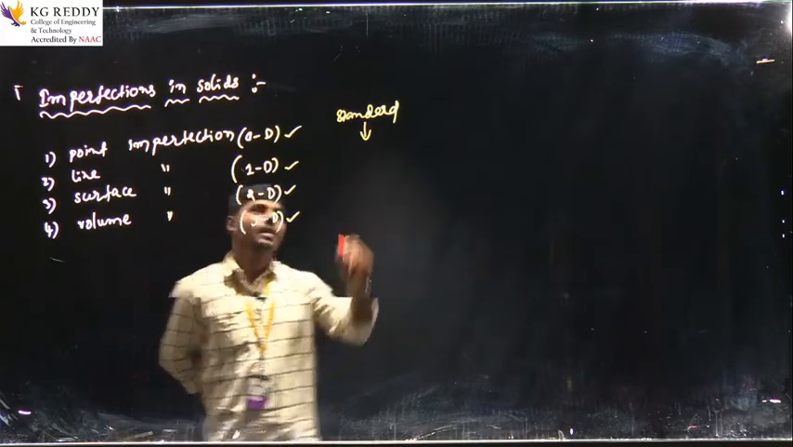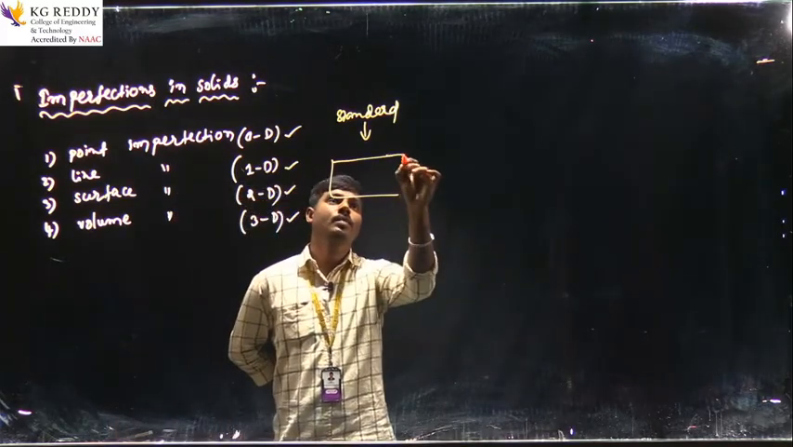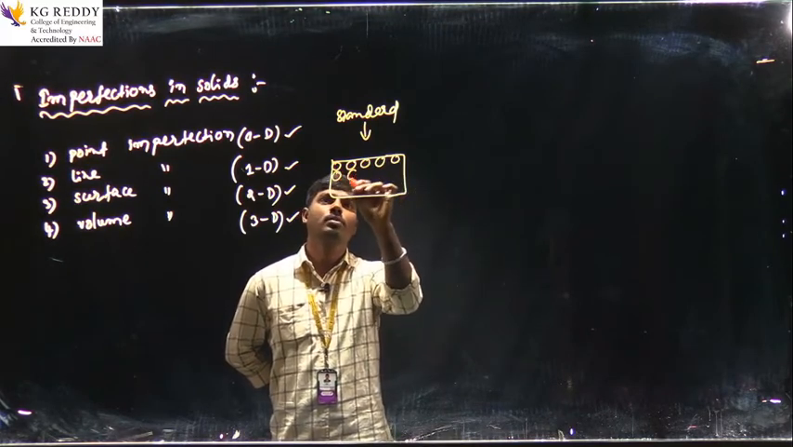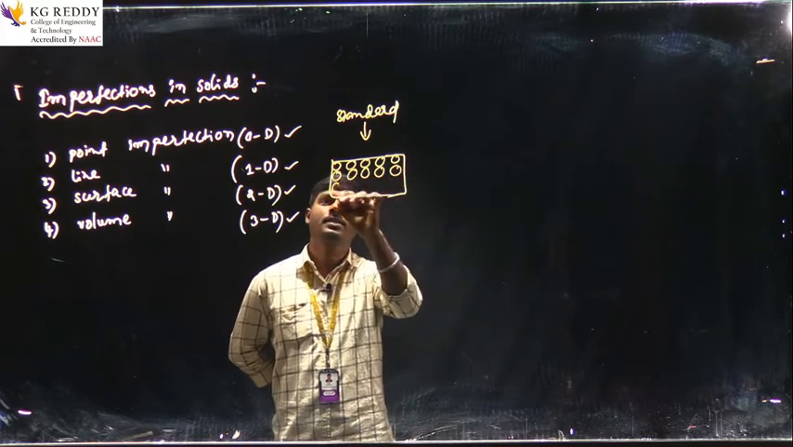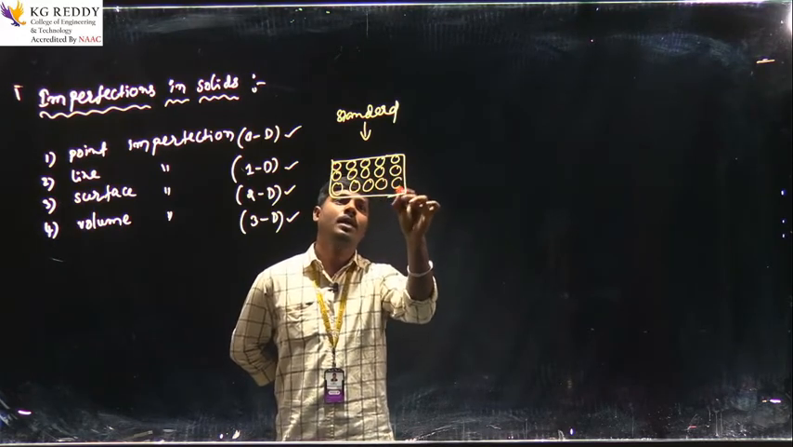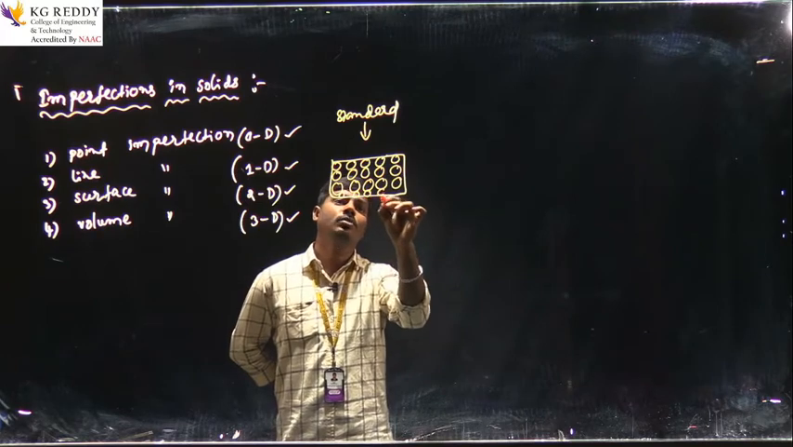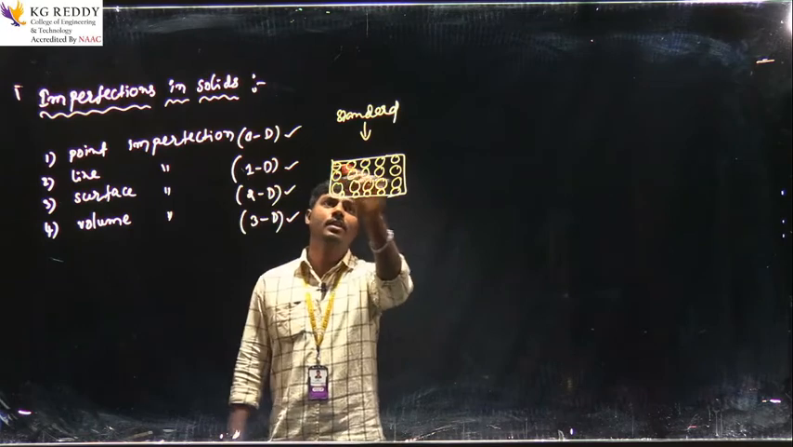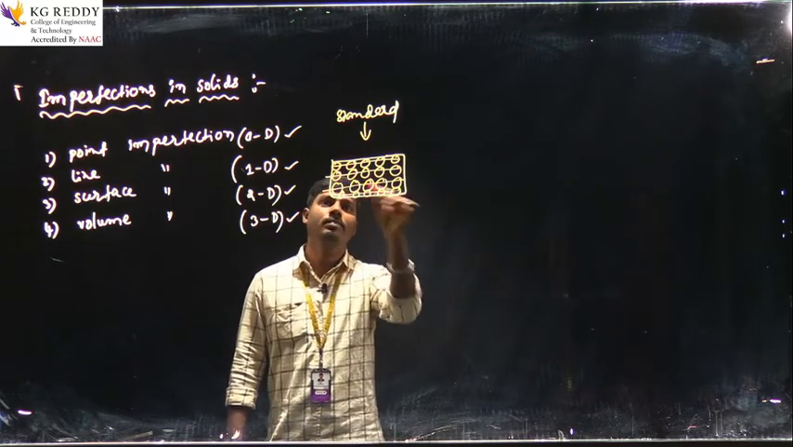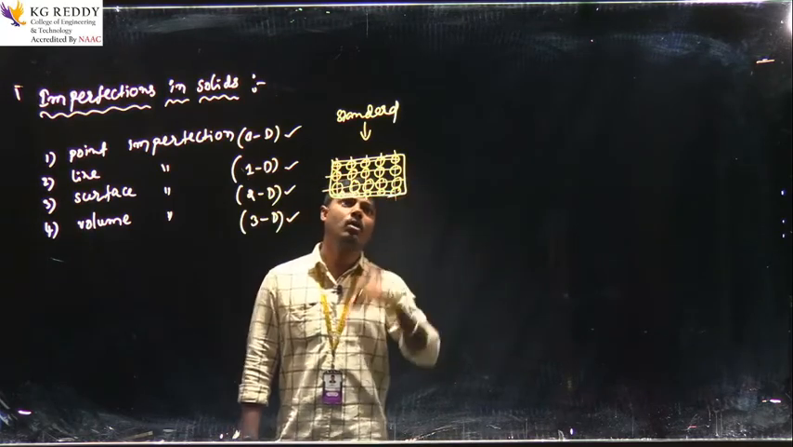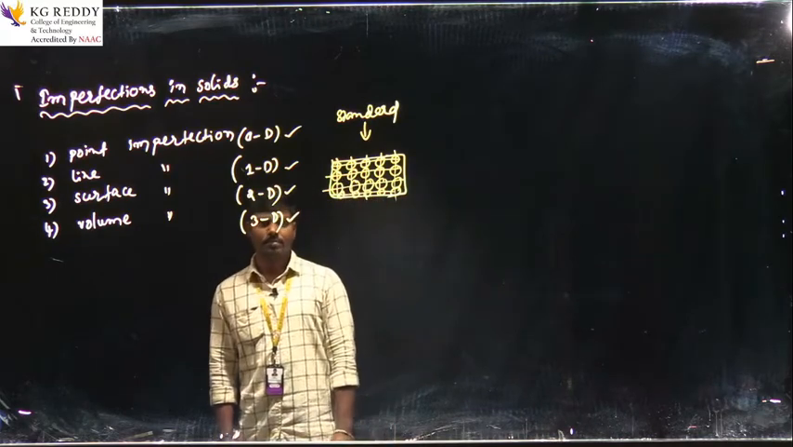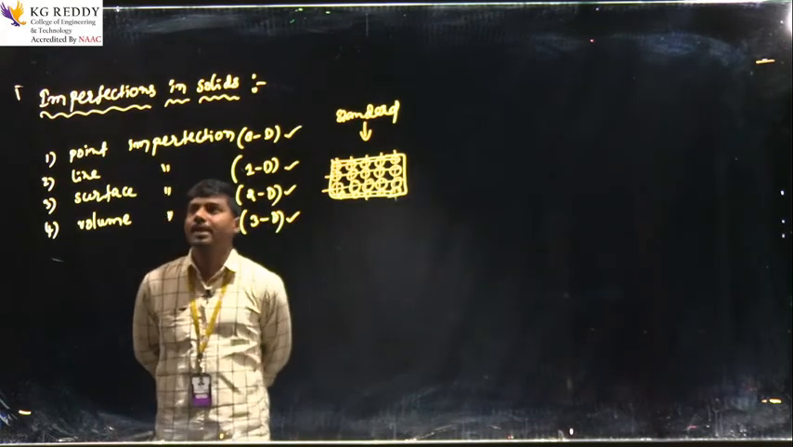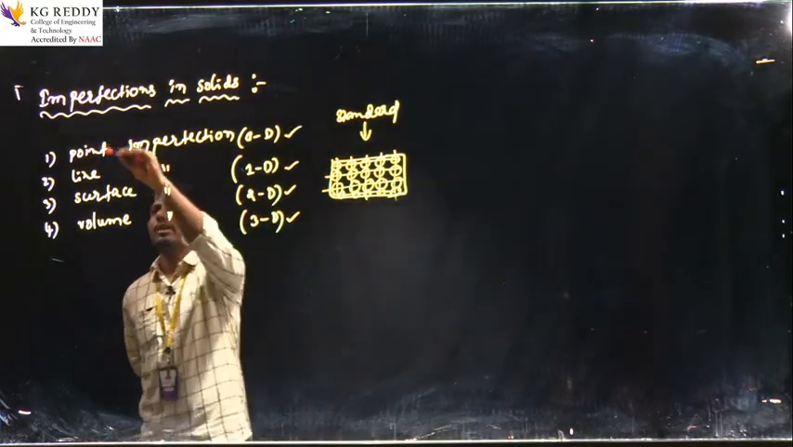Normally if you see any material, there are atoms like this. Suppose these atoms are arranged in a proper or standard arrangement, then we can call it a perfect crystal. Suppose there is any deviation in the arrangement of these atoms, then we call it a defect. When there is a defect, the material strength decreases. So we will see what a point defect is.